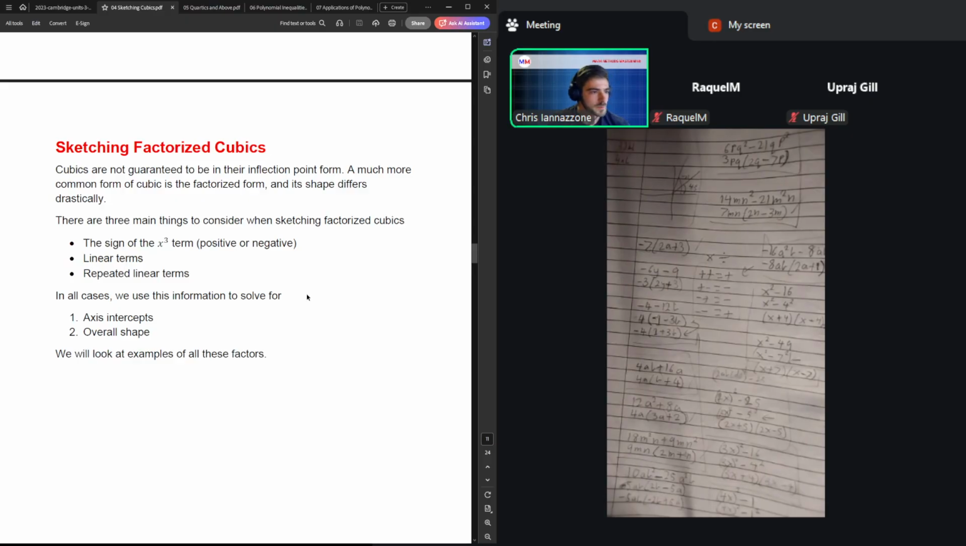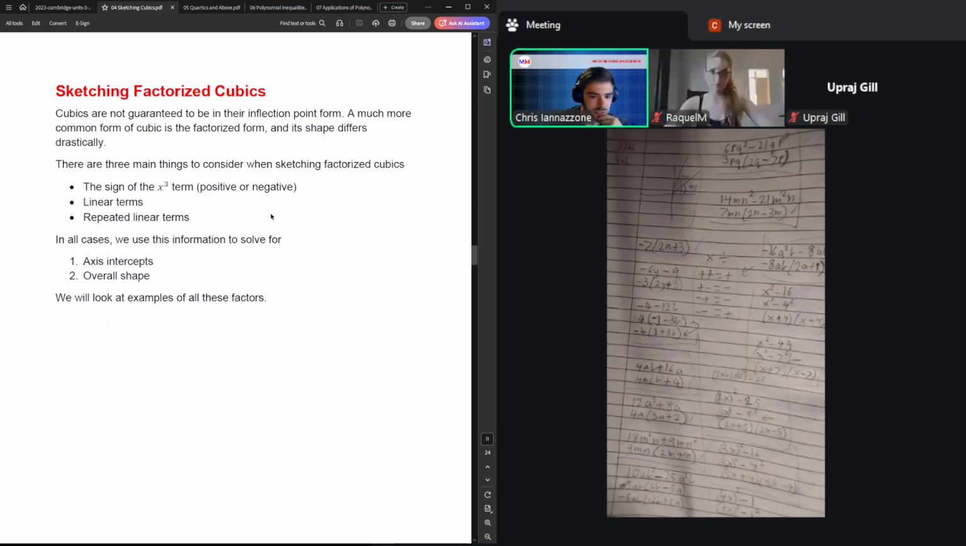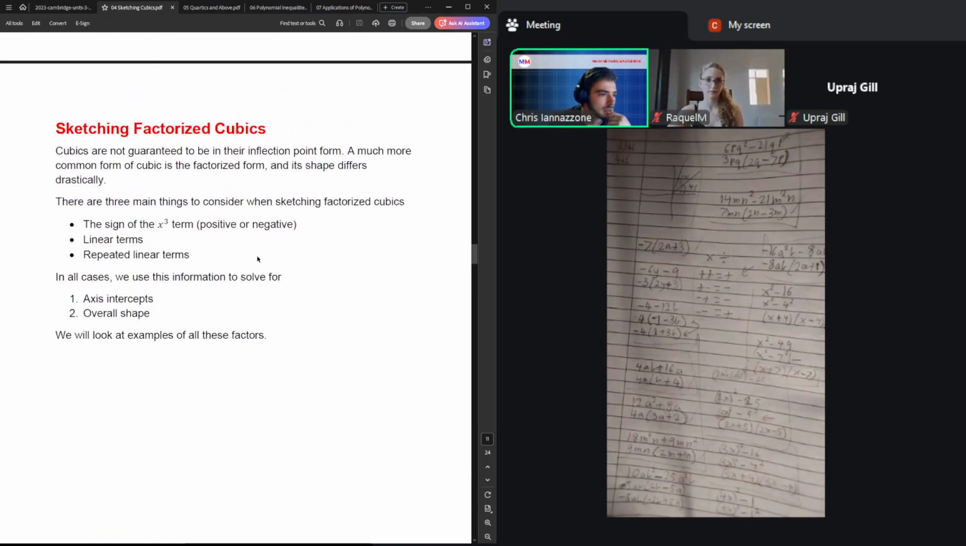Factorized cubics, cool. So a lot of the time, probably most of the time actually, I would say the cubics are not going to be in an inflection point form. They're going to have a sequence of factors, such as this, right? Like a bunch of linear factors that are all back to back.